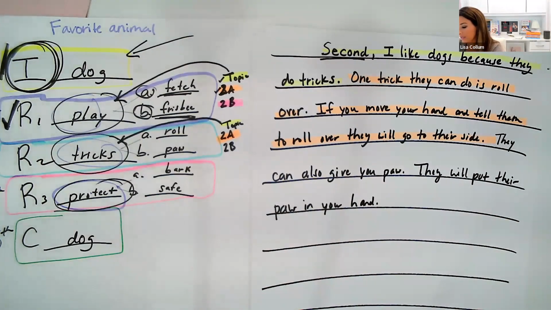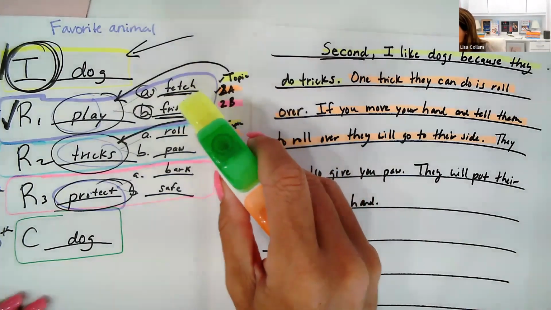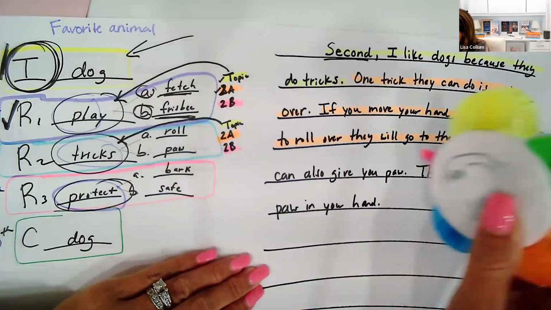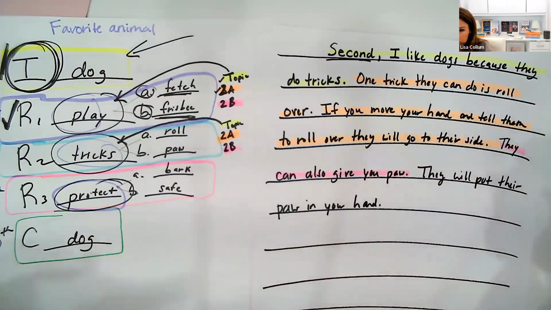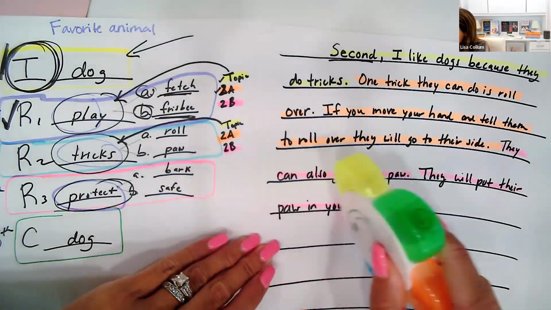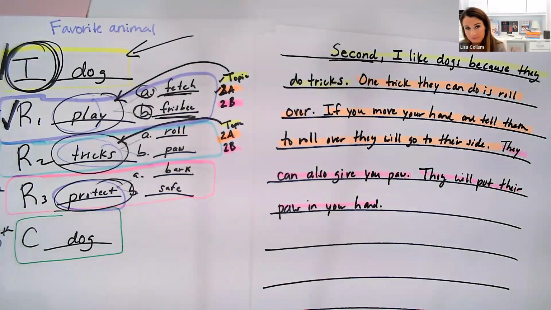I'm going to put these in pink, my 2B. Let's see. They can also give you paw. That's one sentence. They will put their paw in your hand. That's two sentences.